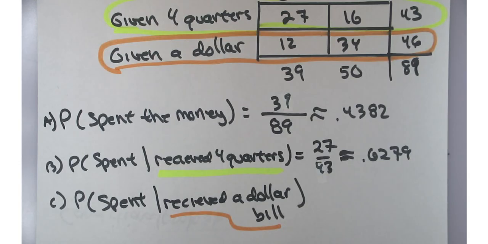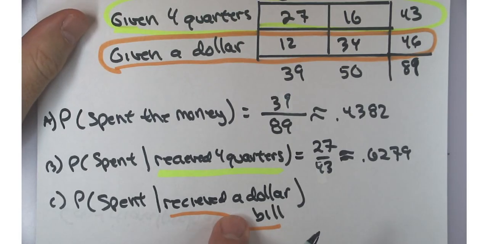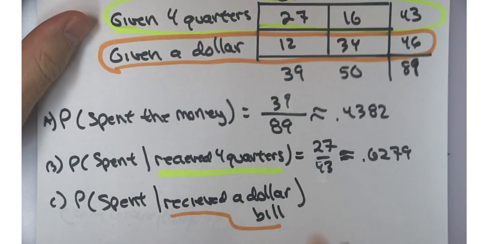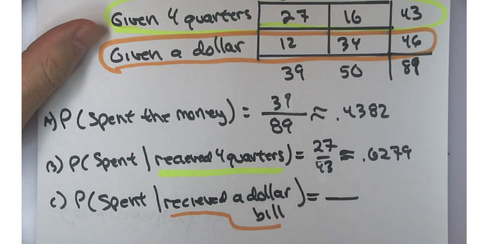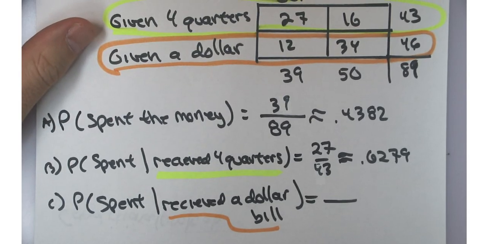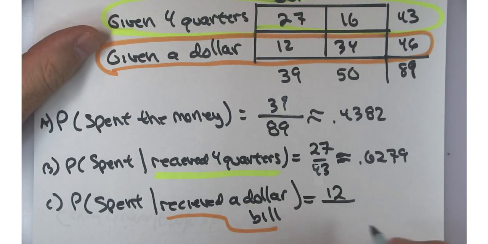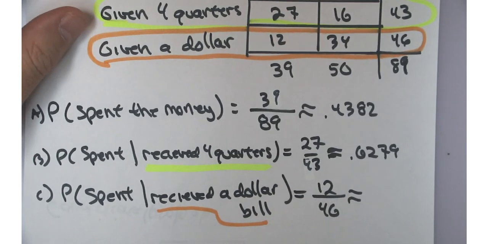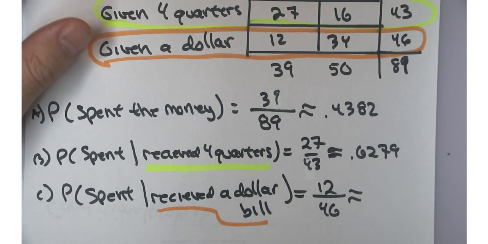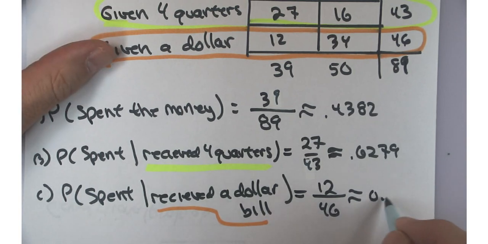Ryan, what's the probability you think that if you got a dollar bill that you spent it? Just give me the numbers. You don't have to give me a percentage. 12/46. Perfect. And that percentage turns out to be about 26%. 0.2609.